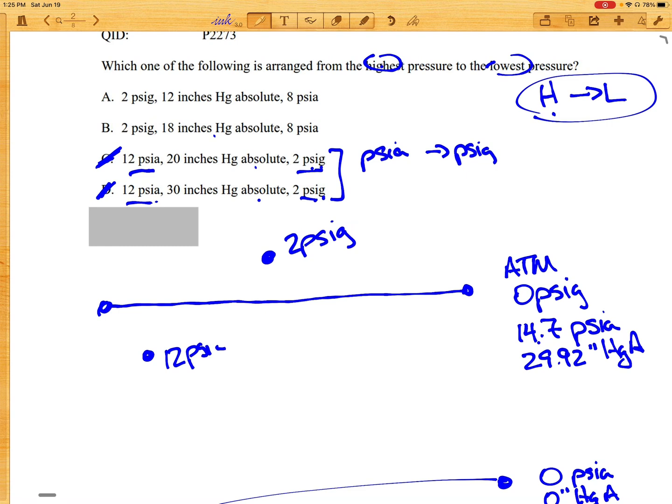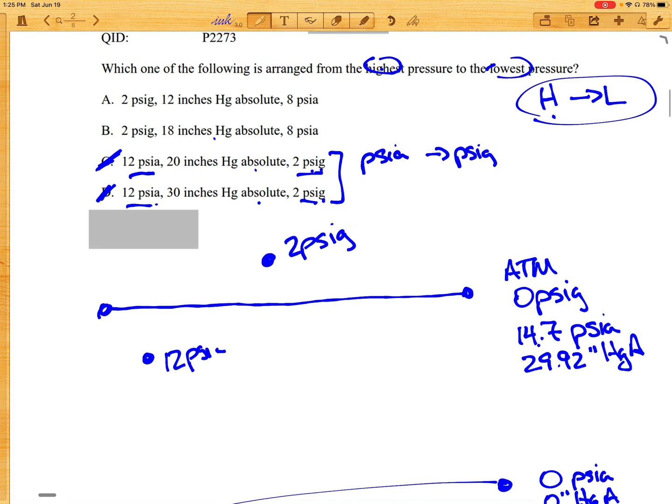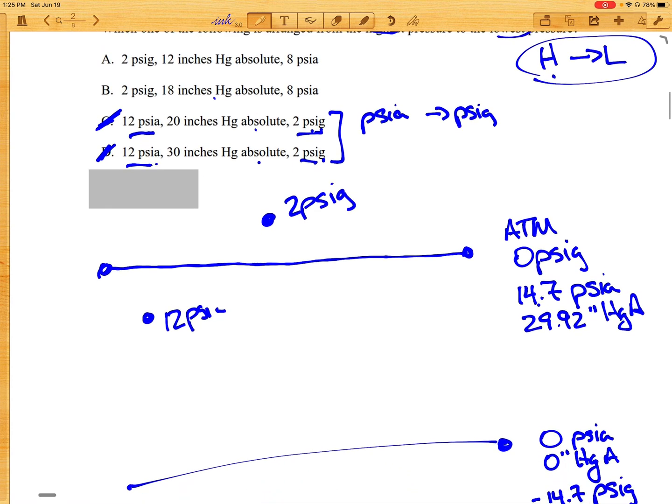So I haven't even done any equations. I haven't done any railroad tracks. I haven't done anything. I'm just thinking through this. All right. So highest to lowest, we're going to start at 2 PSIG. So that's good. There's only 2 possible answers. We're going to go to 12 and 18 inches of mercury absolute. They're both going to be less than 29.92.